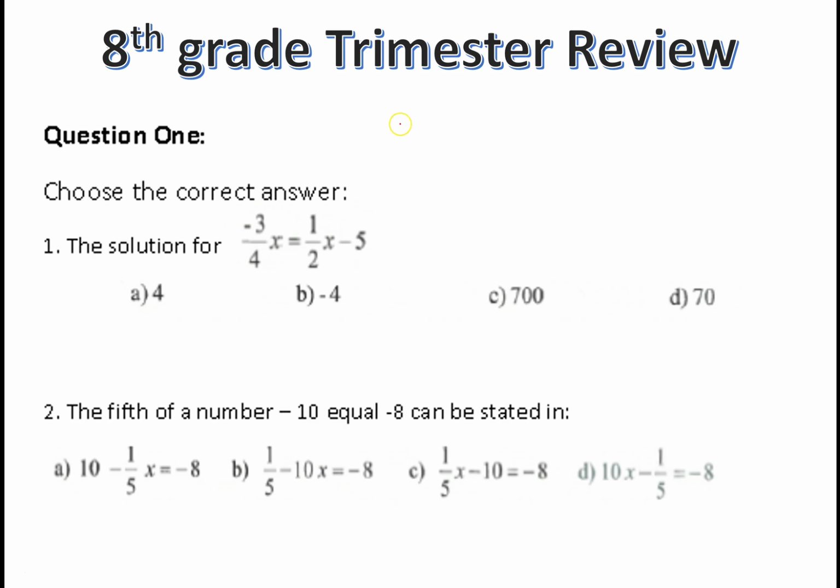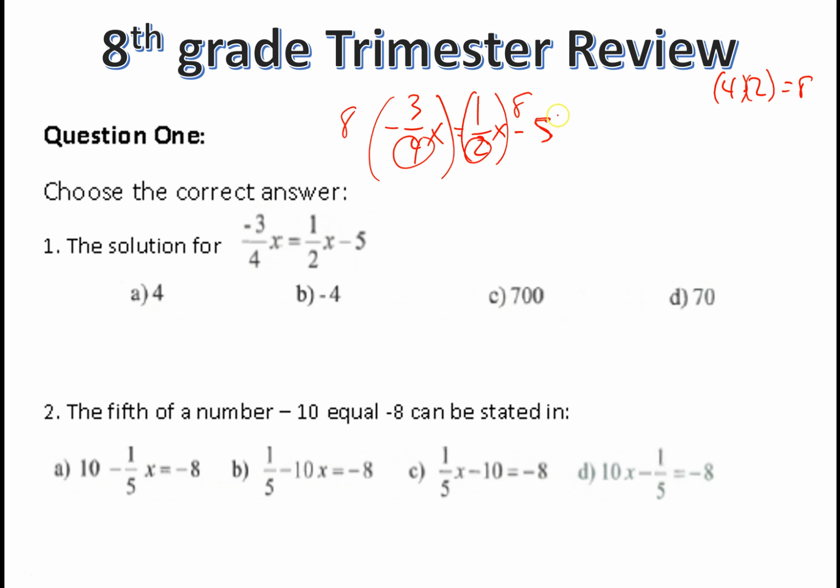So I'm going to write up here. So I have negative 3/4 x equals 1/2 x minus 5. No big deal. You just look down here and say, okay, I have a 2 and a 4. So I come over here and say 4 times 2 is 8. So to get rid of my 4 and my 2, I'm going to multiply everything times 8. I'm going to multiply this times 8. And I'm going to multiply this times 8.